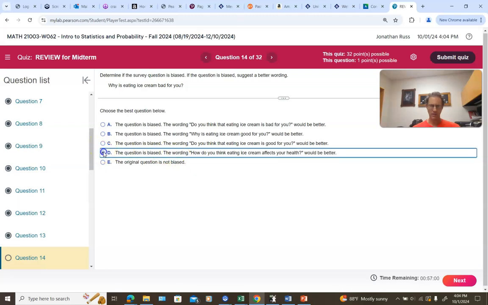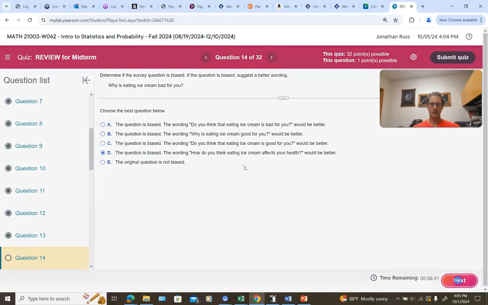I think it's going to be D. D says the wording should be, how do you think eating ice cream affects your health? Okay, that would be better, because then you're not implying that it's good for you or that it's bad for you. You're getting a more objective response.